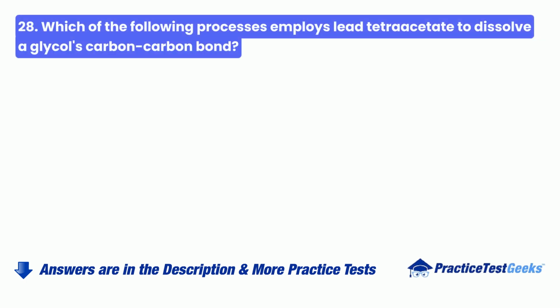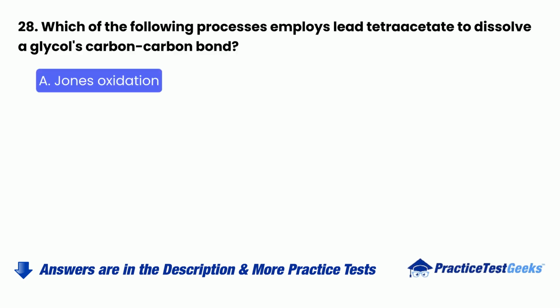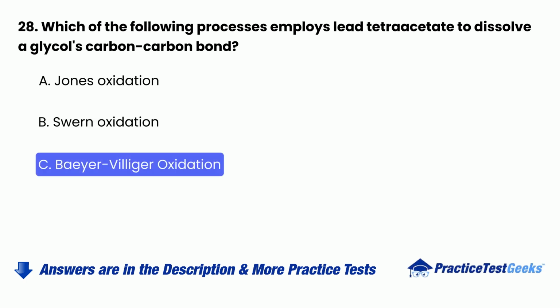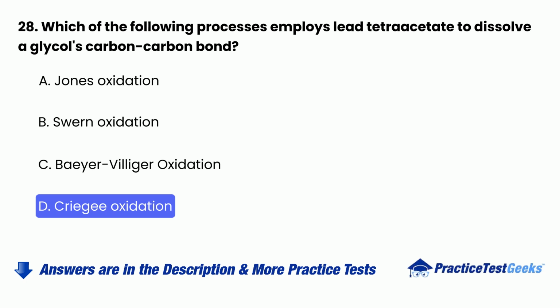28. Which of the following processes employs lead tetraacetate to dissolve a glycol's carbon-carbon bond? A. Jones oxidation. B. Swern oxidation. C. Baeyer-Villiger oxidation. D. Kriege oxidation.